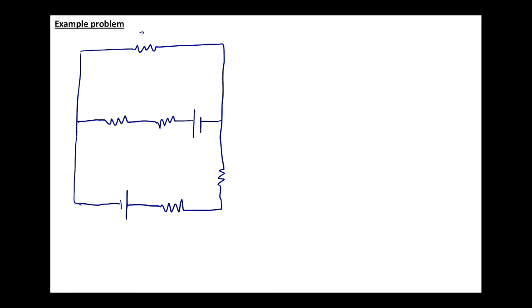We'll say that this is a 30 ohm resistor. I'm going to leave the units off just to make it a little cleaner. That one's 40. This one's 1. This will be a 45 volt battery. This is a 1 ohm resistor. This one is 20. And this one is 80 volts.